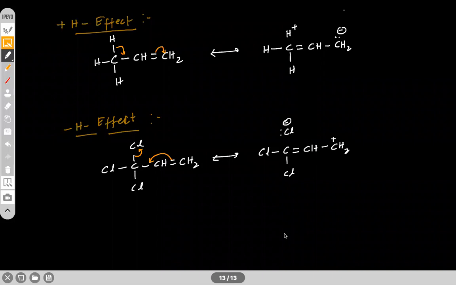No, fluorine is more electronegative, but at the same time, its size is small. So bond length is small there, and hence it is difficult to break this bond. Hence fluorine does not show it. Okay, so for minus H effect, we have only one atom, that is chlorine, not any other.